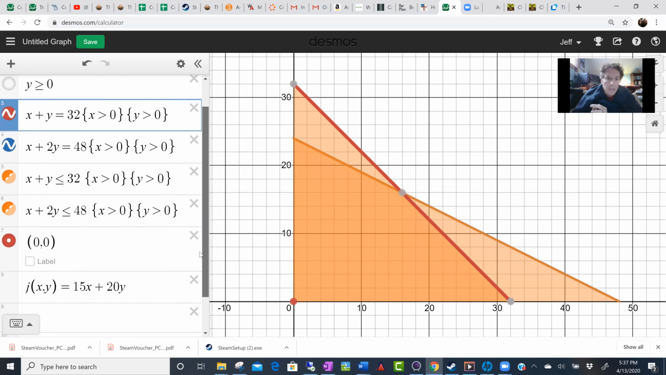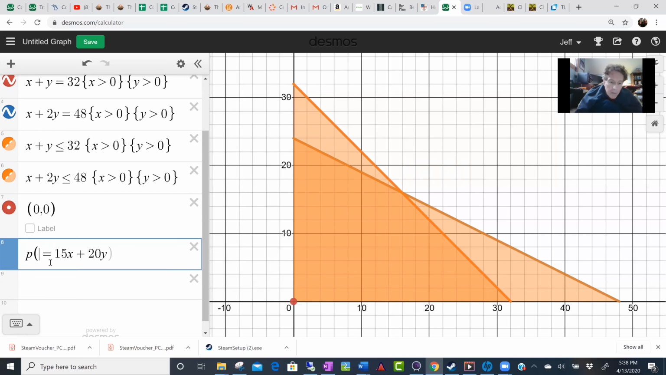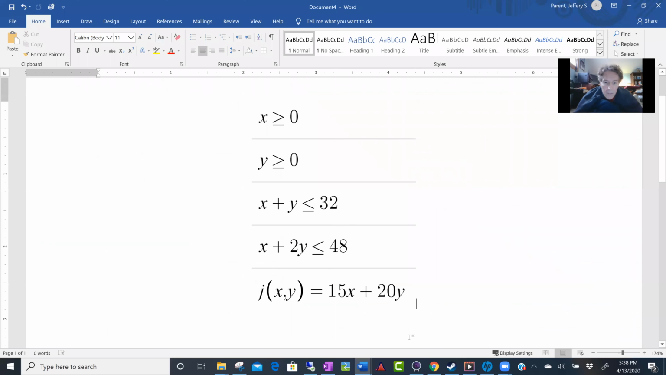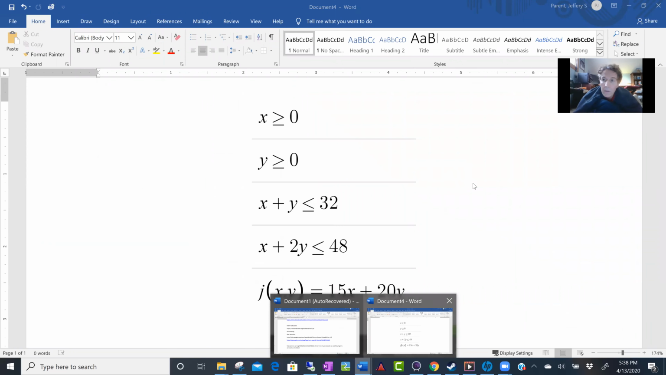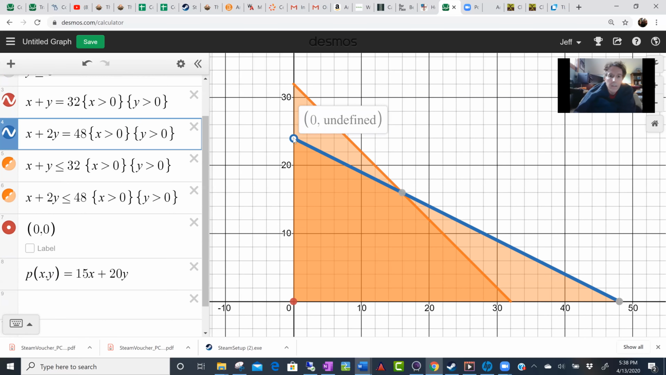So, okay, let's see how we're going to test that. Here's the function that we want to maximize. And you can type in whatever you like. You can type in your initials, say P for profit, x comma y. And then type in the function, 15x plus 20y. I believe that was our function. Let me just double check back here. Yes, 15x plus 20y. So let's get back to Desmos then. And now what we need to do is test the objective function with the points that are the vertices of our region.